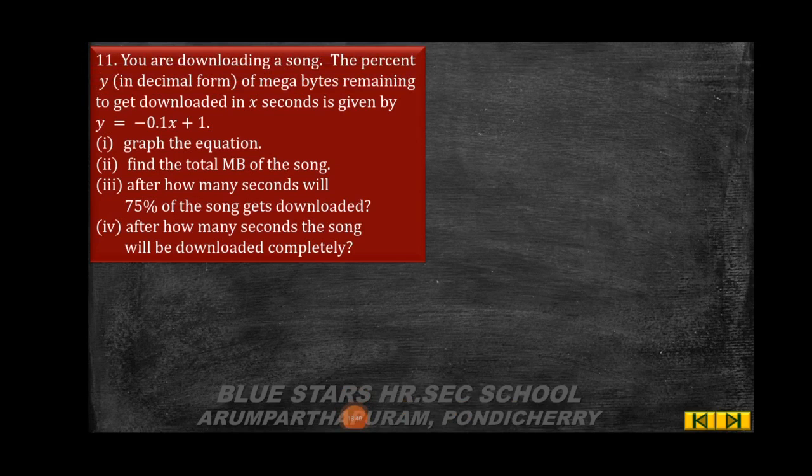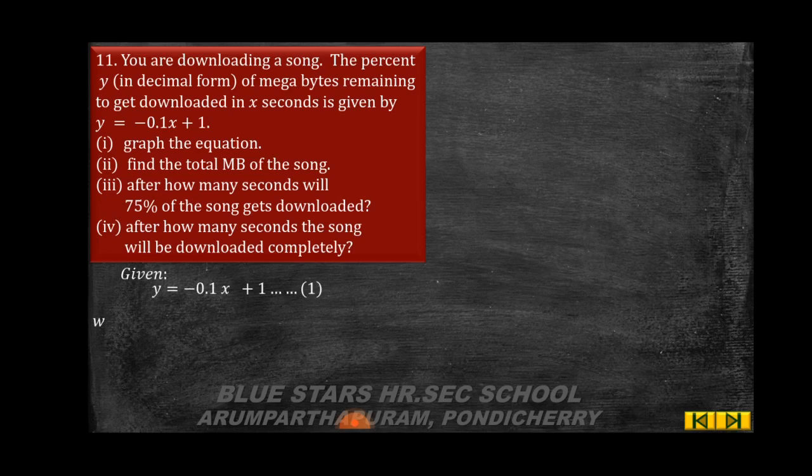Problem number 11. You are downloading a song. The percentage y, in decimal form, of megabytes remaining to get downloaded in x seconds is given by y is equal to minus 0.1x plus 1. First subdivision is graph of the equation. You have to draw the graph for the given equation. Second subdivision is find the total MB of the song. Third subdivision is after how many seconds will 75% of the song get downloaded. And fourth subdivision is after how many seconds the song will be downloaded completely.